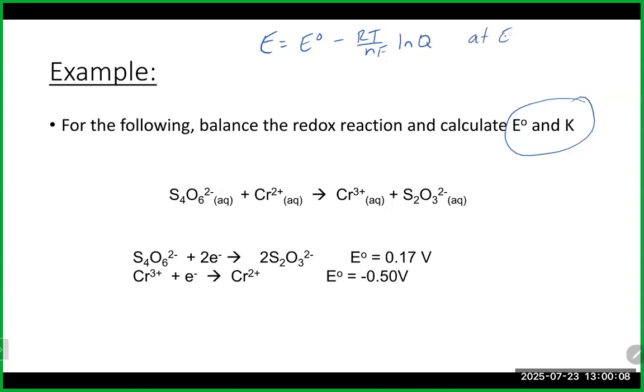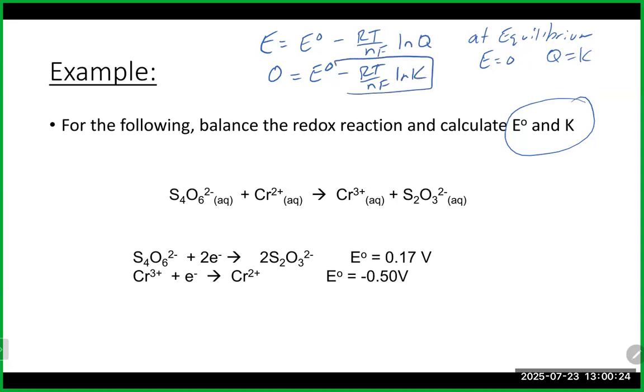Again, at equilibrium, which obviously we would be at since we're looking for the equilibrium constant here, E would equal 0 and Q would equal K. That gets you 0 is equal to E naught minus RT/nF natural log of K. Moving this entire thing to the other side gives us E naught is equal to RT/nF natural log of K. So once again here, we do need to calculate E of the cell, which is going to be our cathode minus our anode. We are given an equation here.